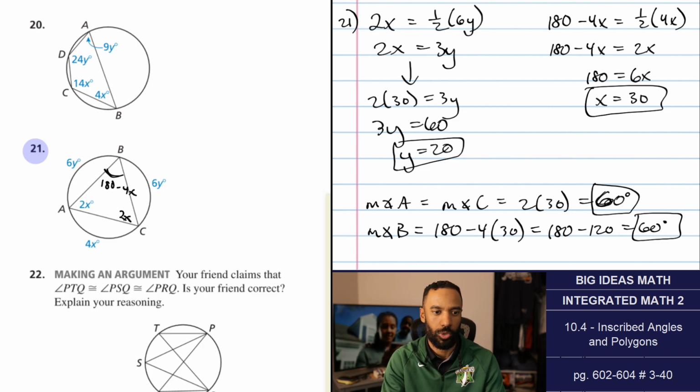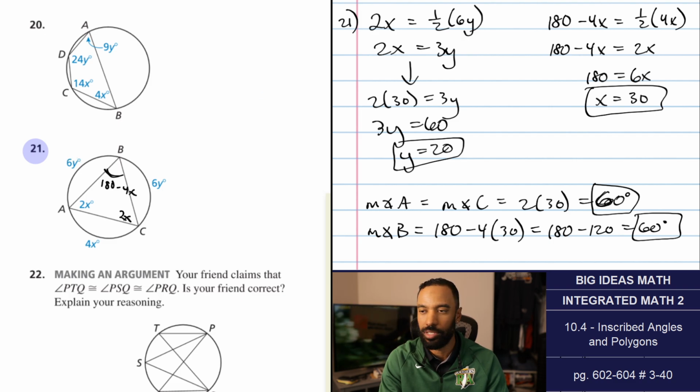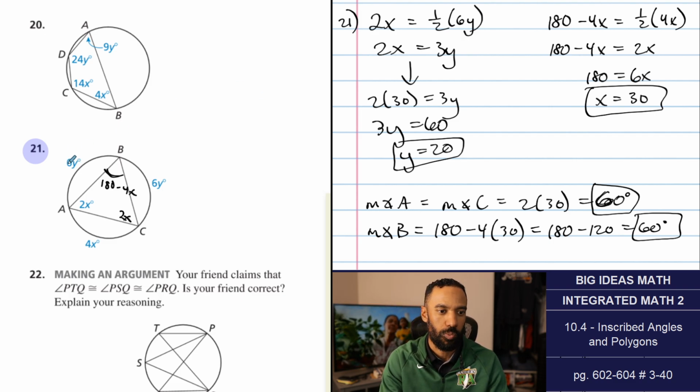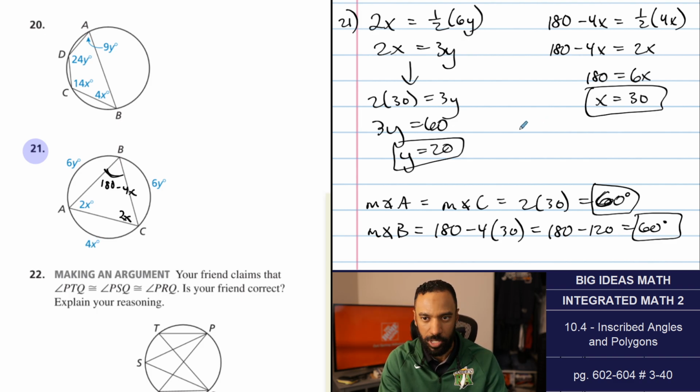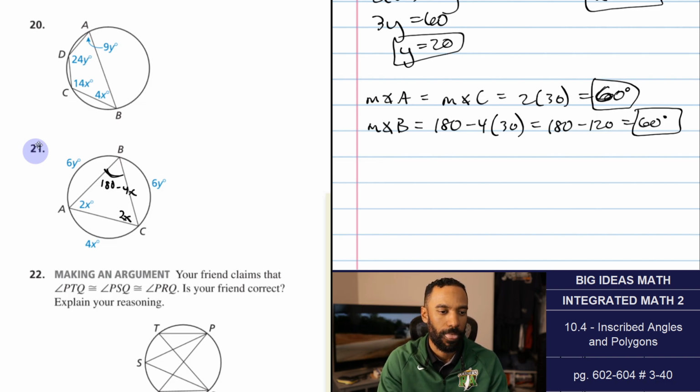It's an equilateral triangle. It looks equilateral, if that matters to us. We could also see that these would be the same measure. 6 times, what was y? 20 is 120, and 120, and 4 times 30 is 120. So same intercepted arc measures, same interior angle measures, all good.